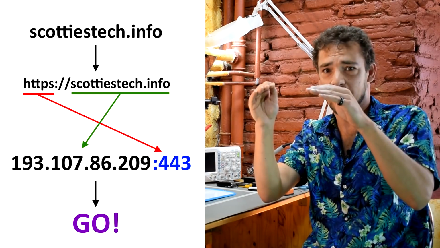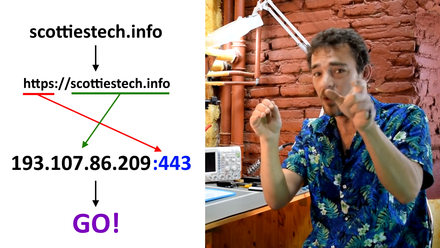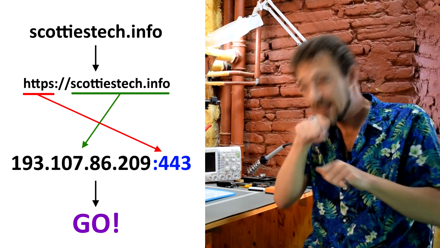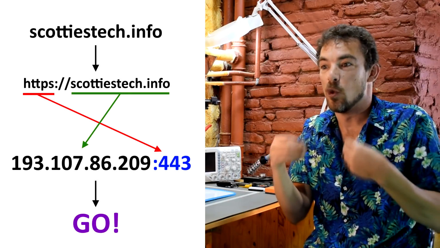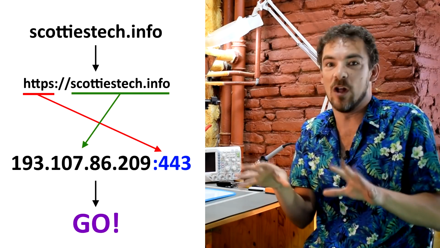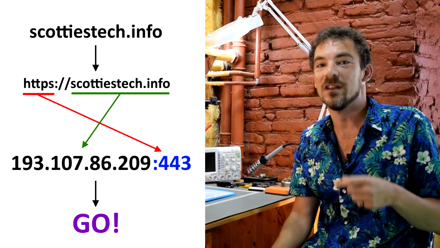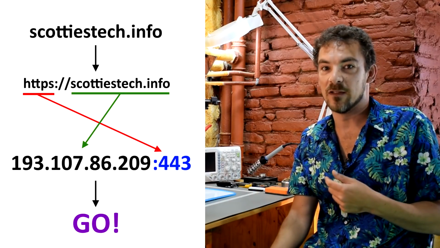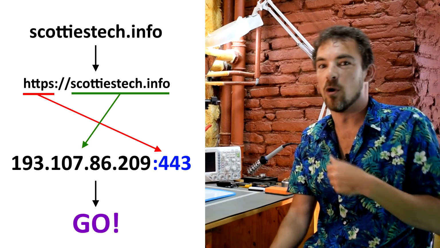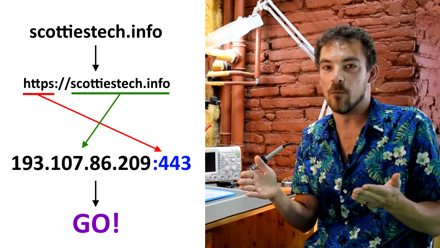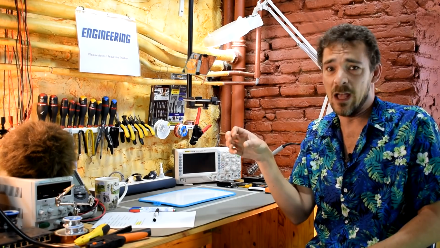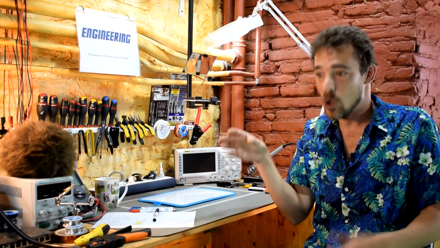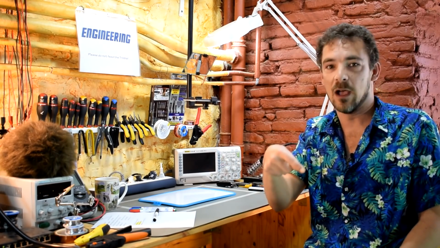So we go from ScottiesTech.Info to https://ScottiesTech.Info. The DNS lookup happens, and ultimately what we end up doing is your browser, after doing all that, goes, okay, now I'm going to connect to this IP address, that port number. There you go. So the browser actually connects to that IP address and that port number, and my server sitting over in Iceland says, you want to load Scotty's website. No problem. And it spits back a web page.